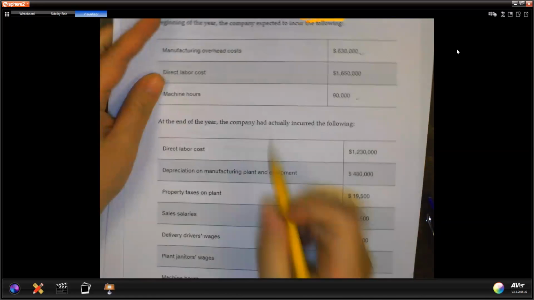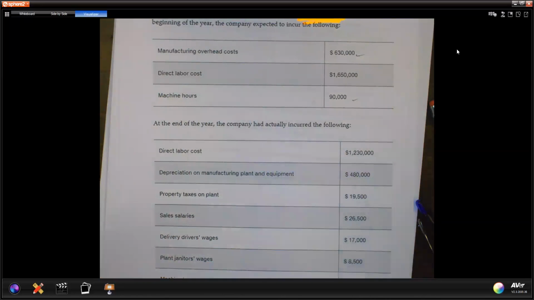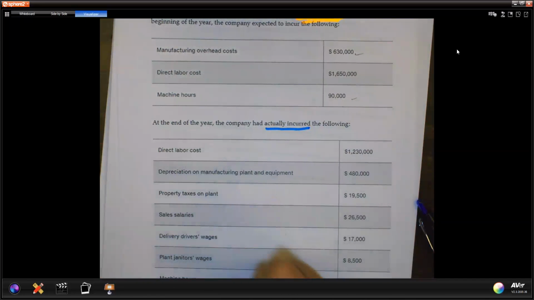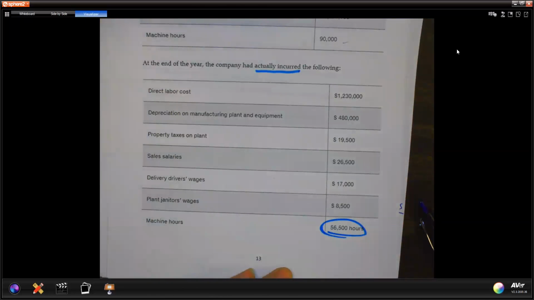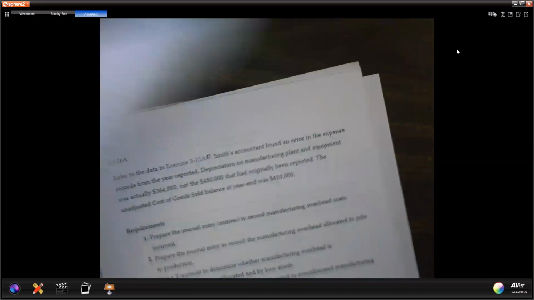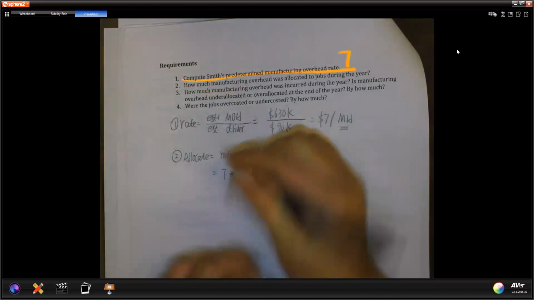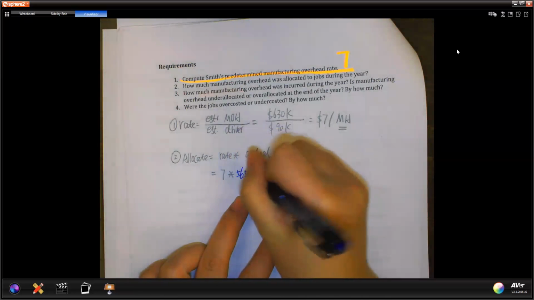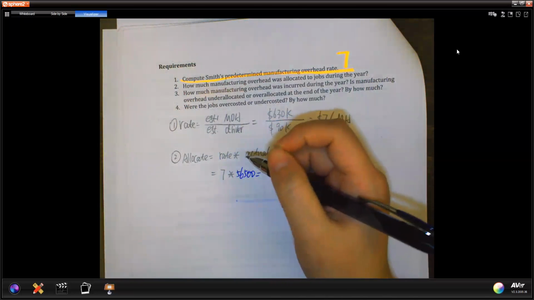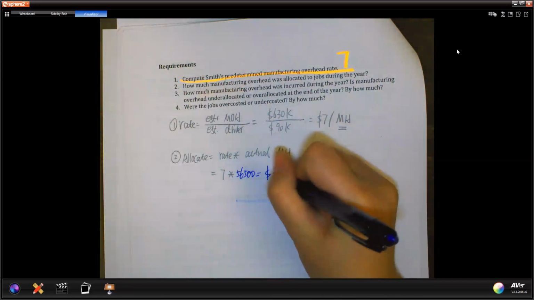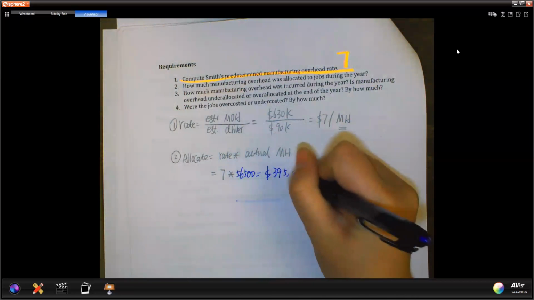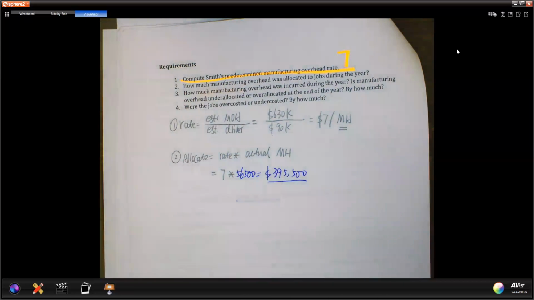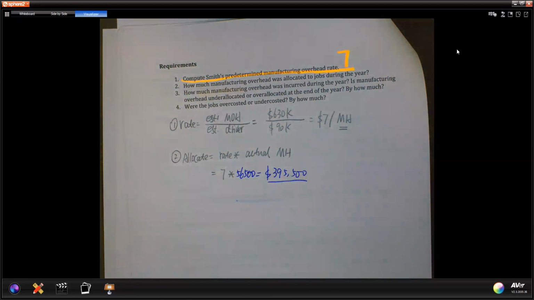Look at this, the actual incurred the following. You look at the actual machine hour. Actual machine hour is 56,500 hours. So we have to use the rate times the actual machine hour, which gives me 395,500. So this is our manufacturing overhead allocation.